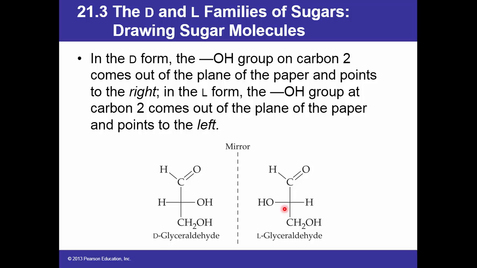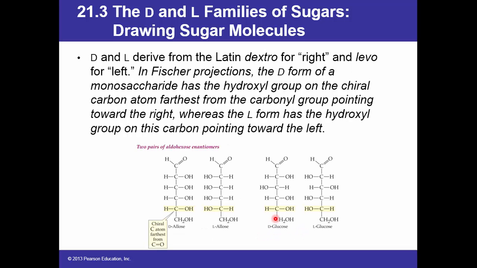Now in the D form, the OH group on carbon 2 comes out of the plane of the paper and points to the right. In the L form, however, the OH group at carbon 2 comes out of the plane of the paper and points to the left. Then right, left, right, left. Dextro, right; levo, left. So D and L derive from the Latin dextro for right and levo for left.